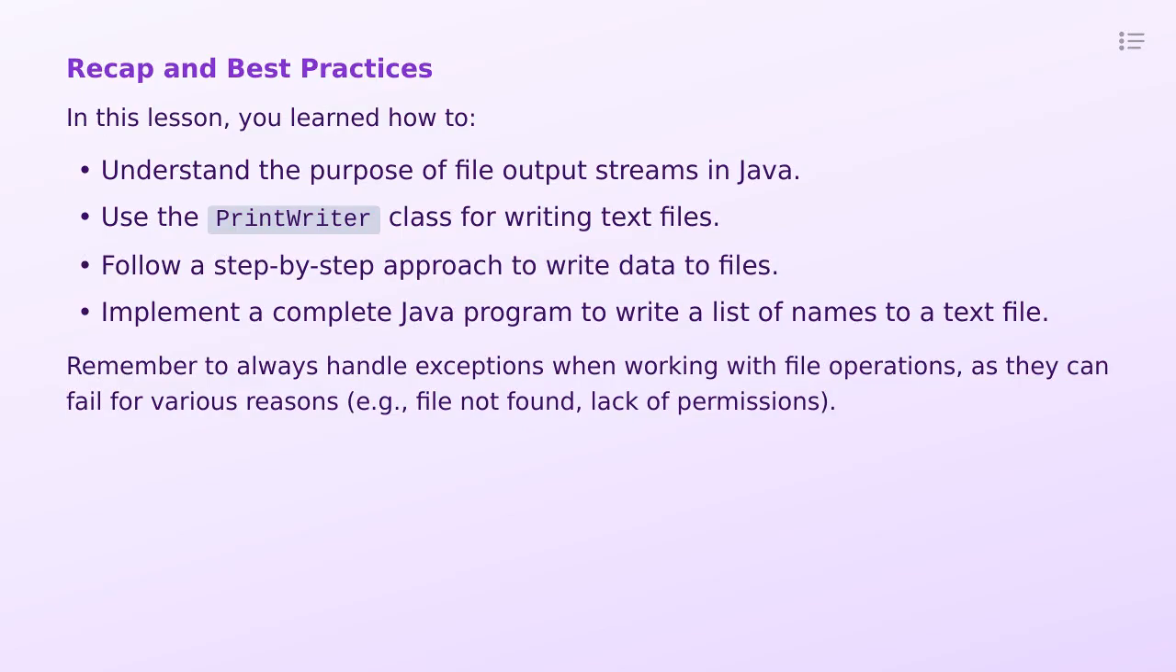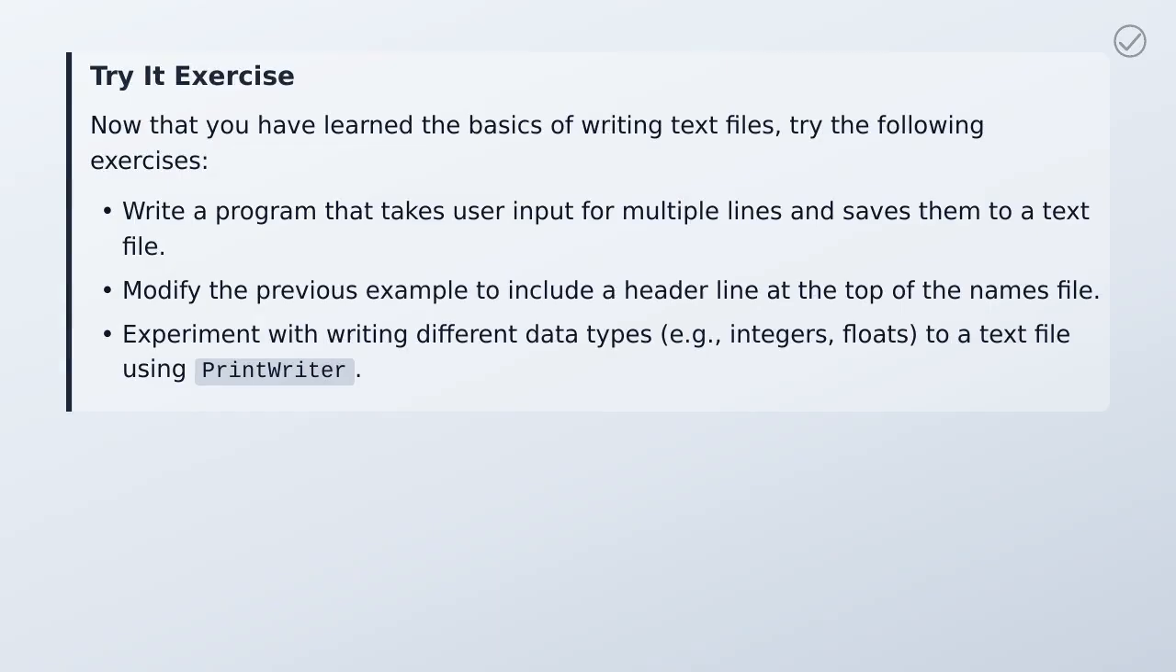And best practices. In this lesson, you learned how to: Let's walk through the main points. First, understand the purpose of file output streams in Java. Next, use the PrintWriter class for writing text files. Also, follow a step-by-step approach to write data to files. The full list is on the slide if you want to review it. Remember to always handle exceptions when working with file operations, as they can fail for various reasons, e.g., file not found, lack of permissions.